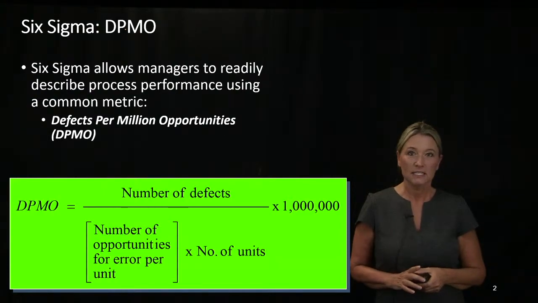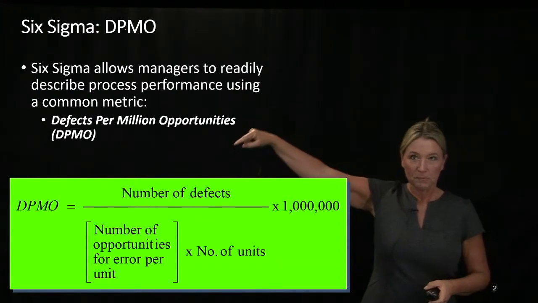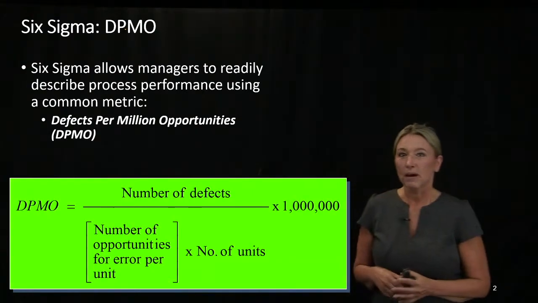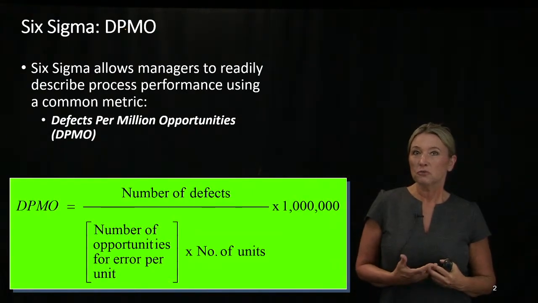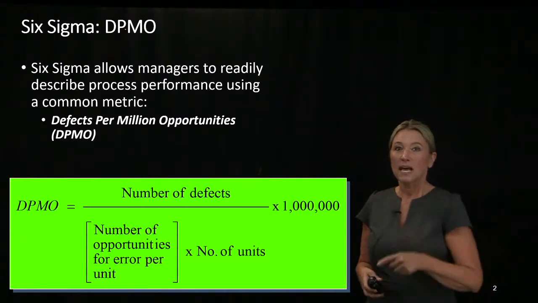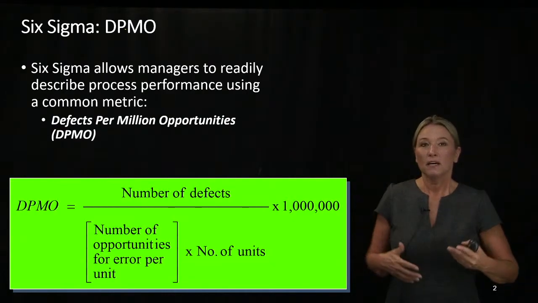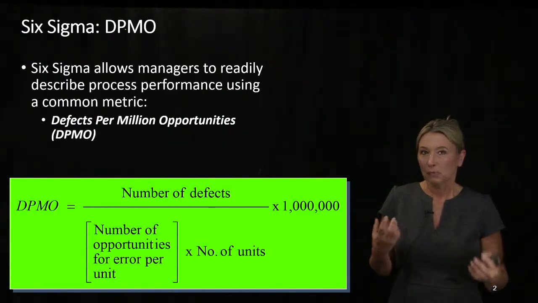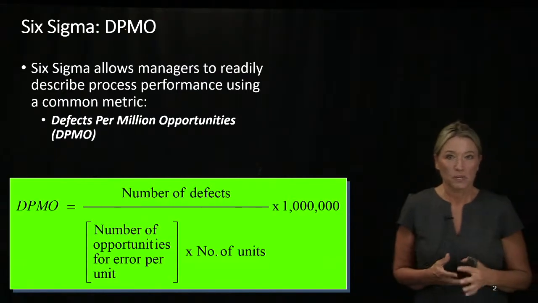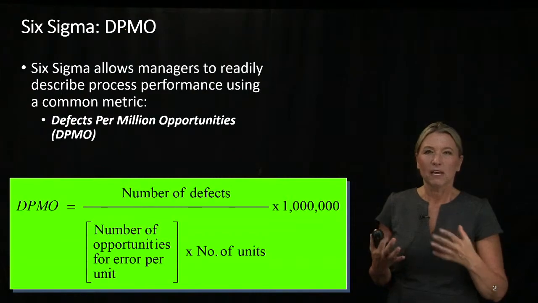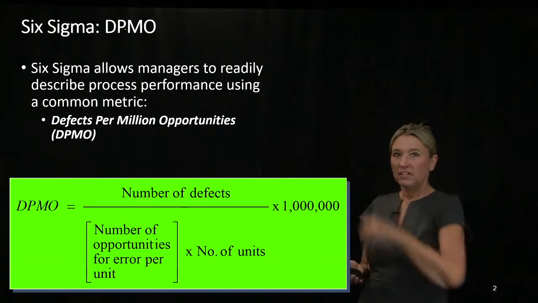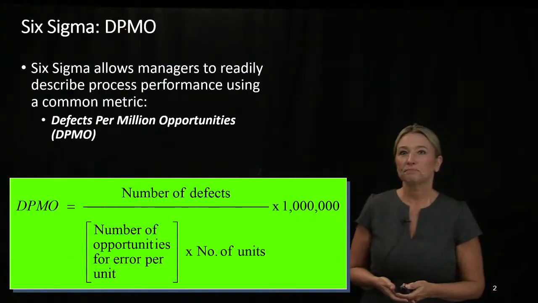The formula is the number of defects, up here, divided by the number of opportunities for error, which is often phrased as the number of steps in a process, times the number of units in a lot size or a batch or produced during a shift, whatever that sample size was. And then that's going to give you some kind of a percent. You take that times 1,000,000, and then that's your defects per million opportunities.